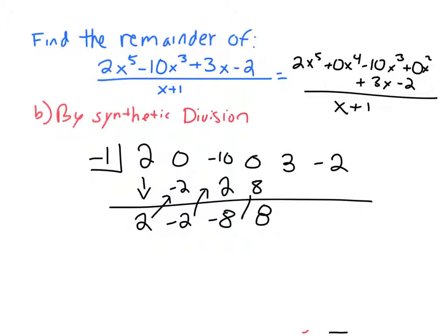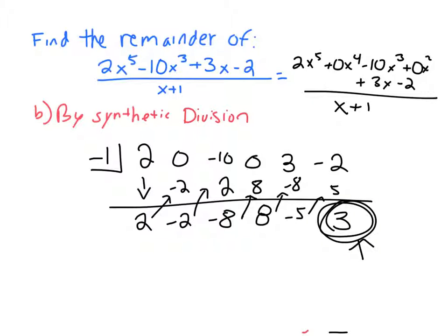Then multiply -1 by 8, and you get -8. Then 3 plus -8 is -5. Okay, then take -1 times -5, put that there. So that would be +5, and then you have -2 plus 5 is 3. Whatever's at the end of your synthetic division, that's always what the remainder is. So that is the remainder.